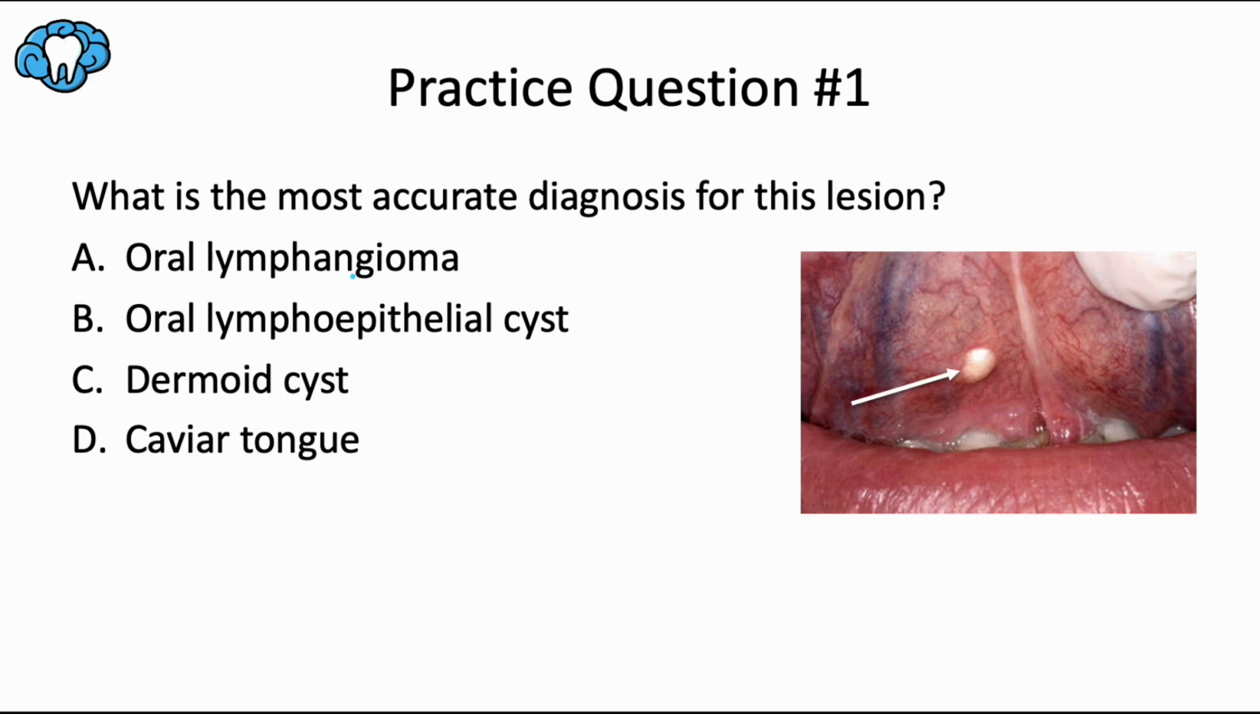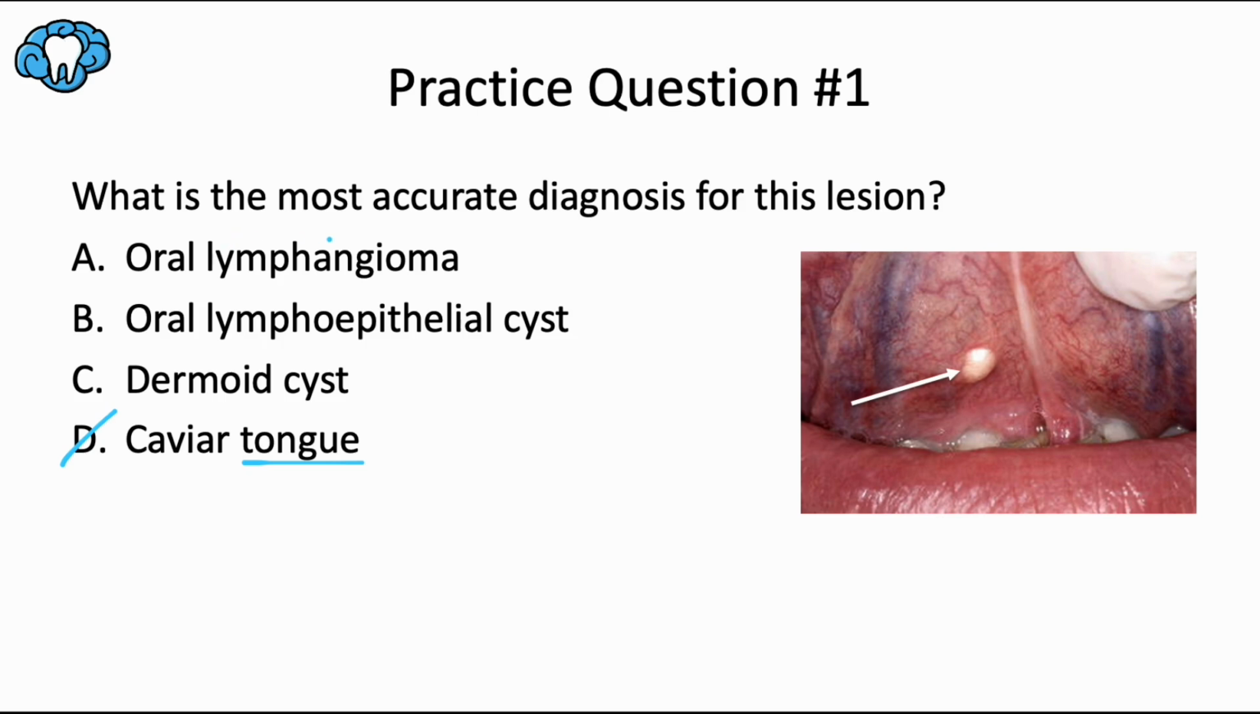All right, so let's consider the options that were given for this ventral tongue lesion. Now, caviar tongue is the only answer choice with the actual word tongue, so that's interesting. Let's start there. Caviar tongue does in fact appear on the ventral surface of the tongue, but they're dark blue or purple sublingual varices, and they're not this white yellow color that the arrow is pointing to, so that does not seem like an accurate diagnosis for this lesion. So we're going to cross that one out.